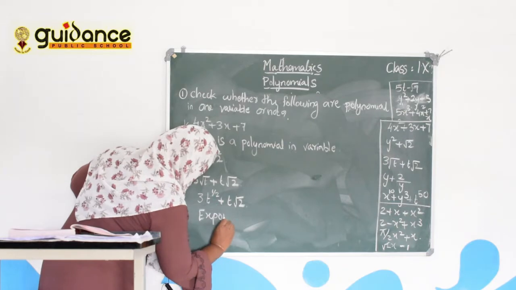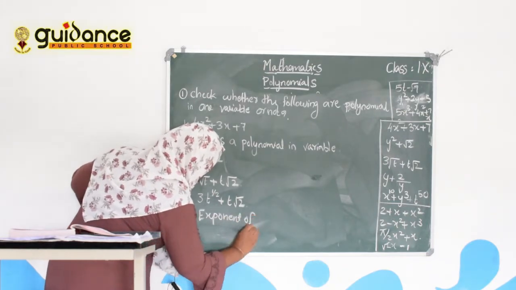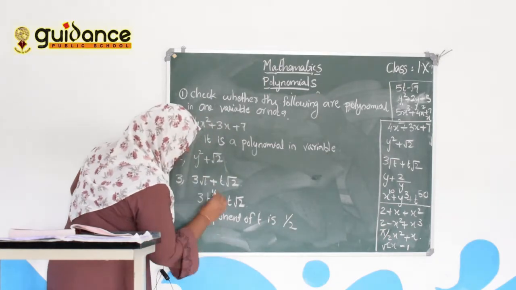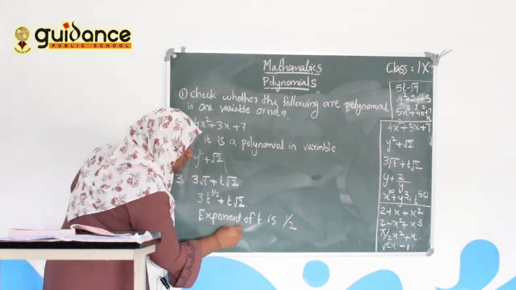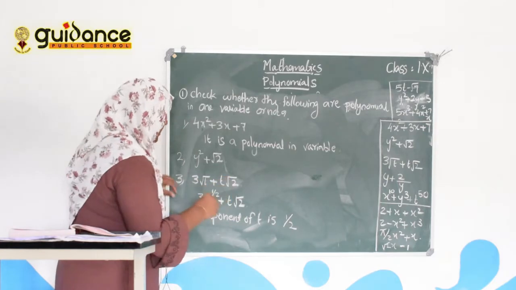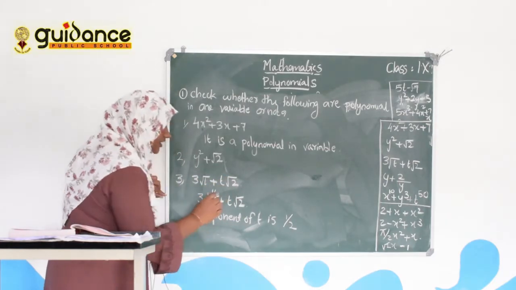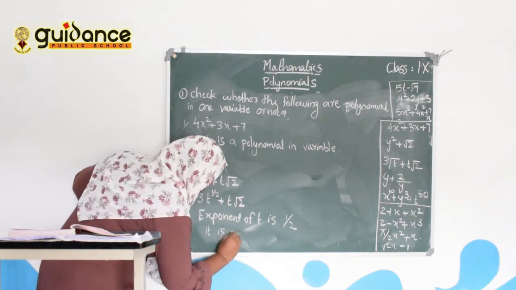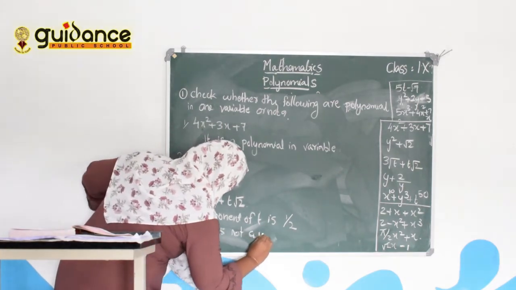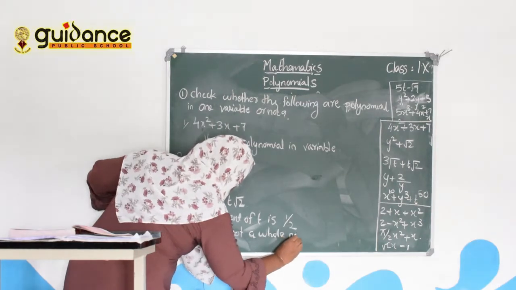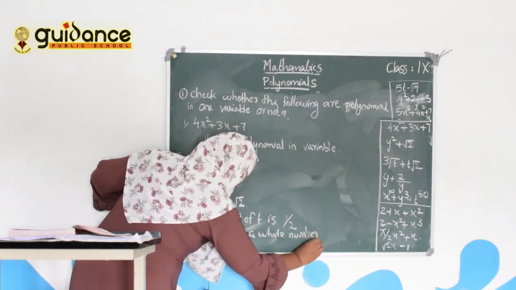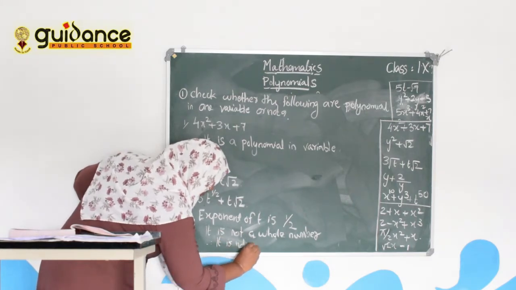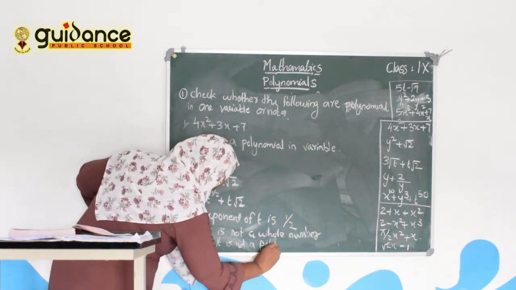Root t can be written as t raised to 1 by 2. Therefore, the exponent of t is 1 by 2. It is not a whole number. Therefore, it is not a polynomial.